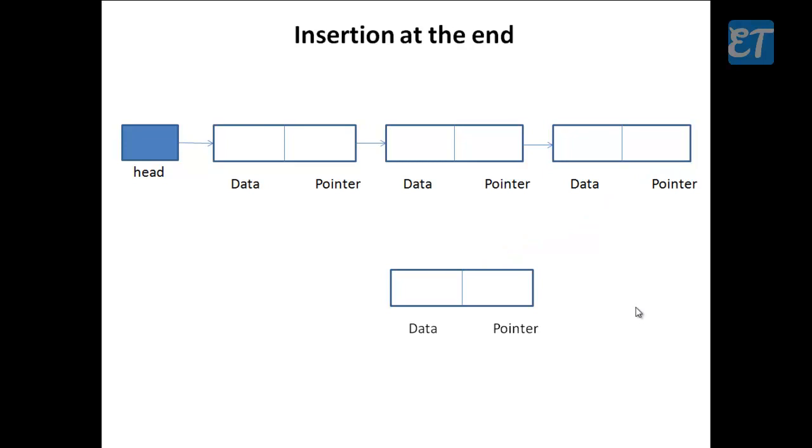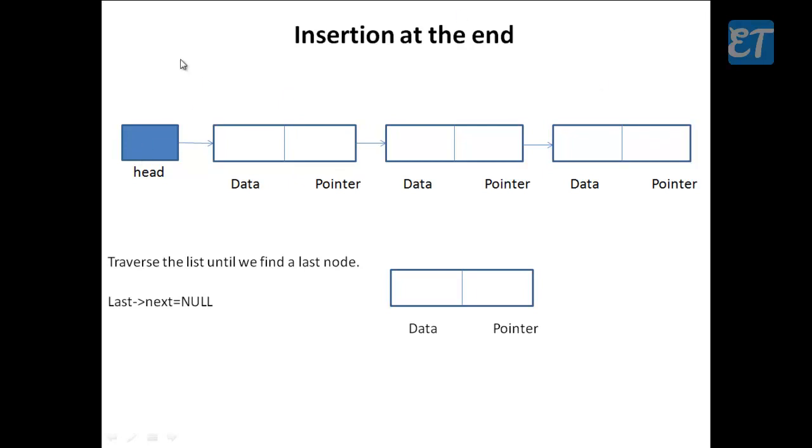Now how are we going to implement this using a programming language? First of all we need to find the last node. We need to traverse the list until we find the last node. How to check the last node? We can check it like this: last next is equal to null.